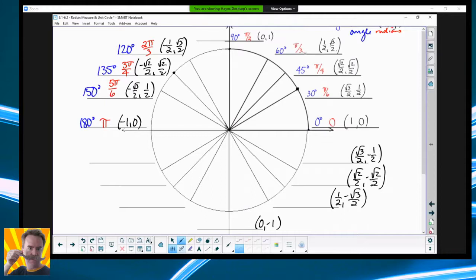The angles are just about the same. This is 30 degrees, this is 30 degrees. So that has to be 30 degrees less than 360. So this is going to be 330 degrees.